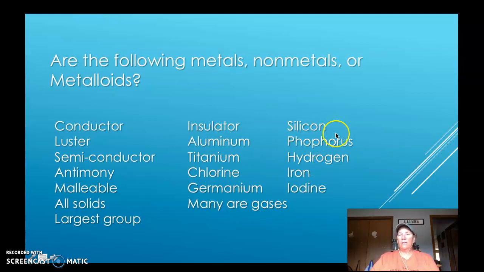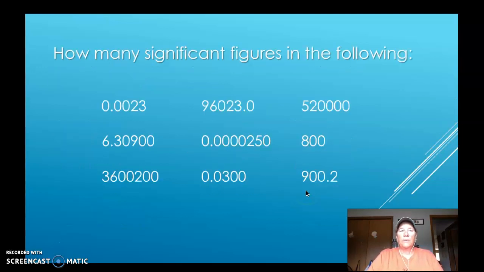Silicon, metalloid. Phosphorus, non-metal. Hydrogen, remember hydrogen is a non-metal, but it hangs out with the metals. Hydrogen is really a rebel. Most of the non-metals are on the right-hand side of the periodic table, except for hydrogen. The metals are on the left and the bottom part, and the metalloids are in between them. Iron would be a metal, iodine would be a non-metal. So make sure you know those on your table. You can even mark them, color them in, whatever.